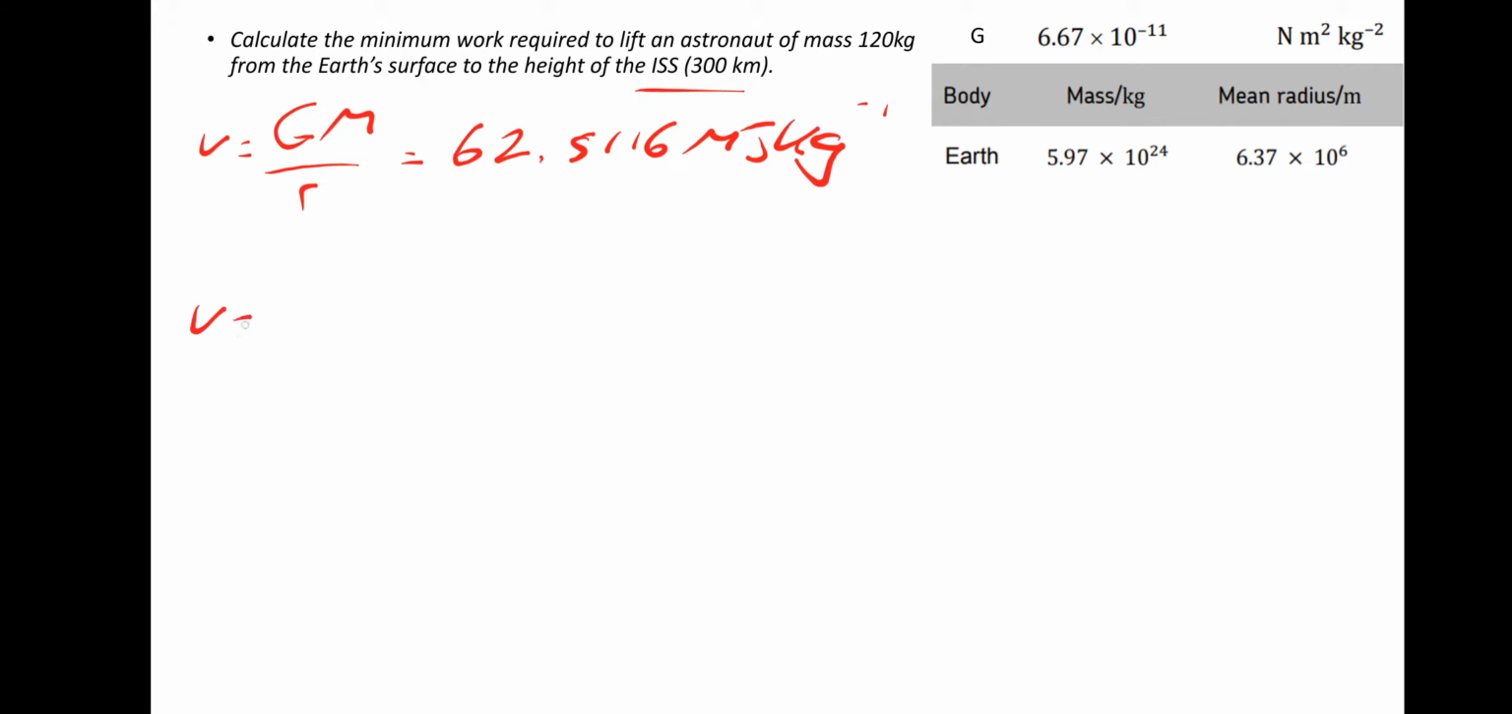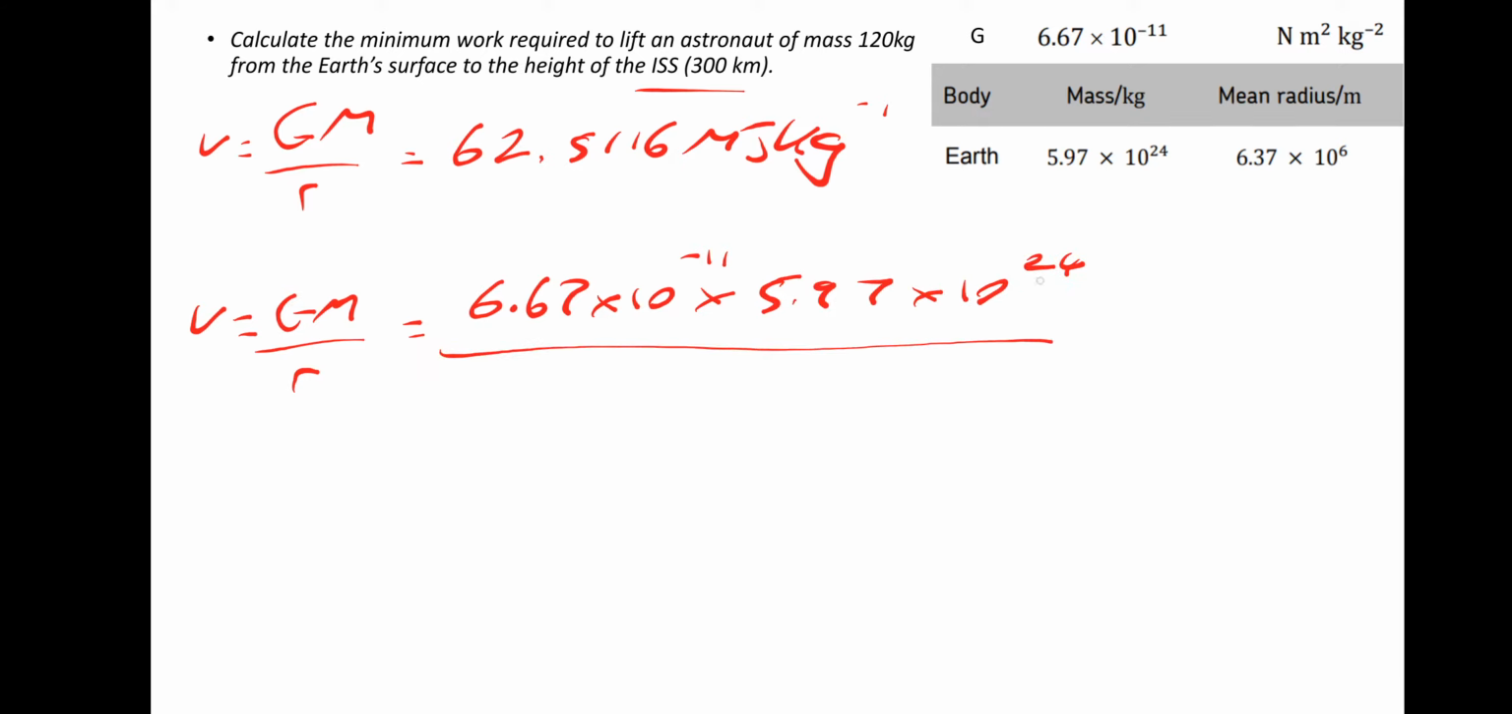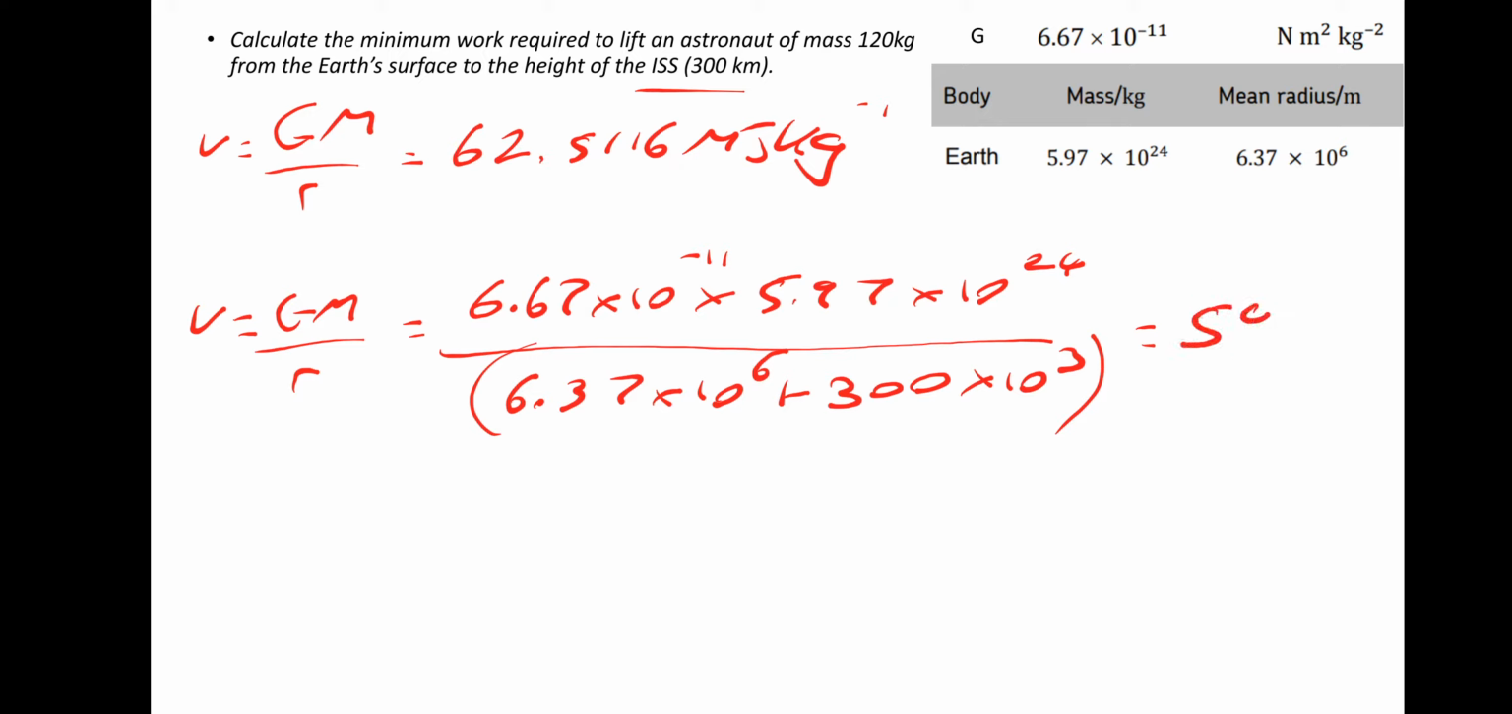And what we need to do is to do it for the height of 300 kilometers above. So potential is GM over r. So put the numbers in. So it's 6.67 times 10 to the minus 11 multiplied by the mass of the Earth, which is 5.97 times 10 to the 24, divided by the radius. So we've got the 6.37 times 10 to the 6 plus the 300 kilometers, 300 times 10 to the 3. So let's calculate that. 59.7 megajoules per kilogram.